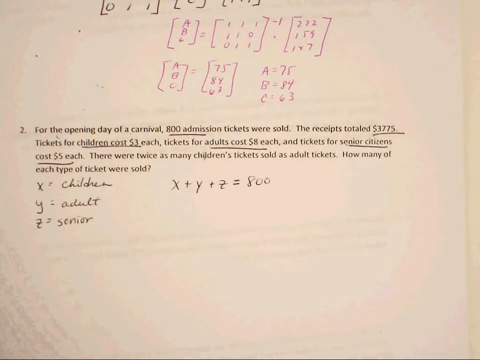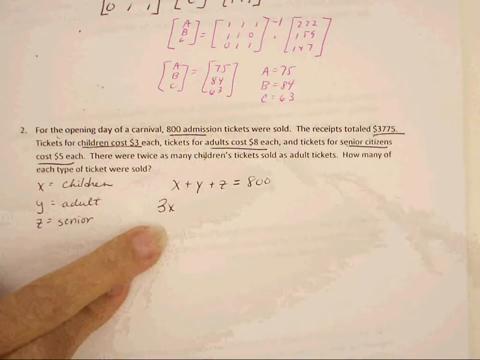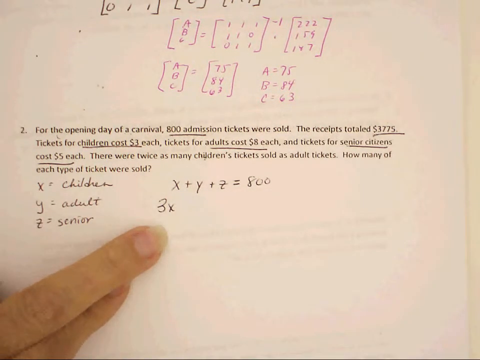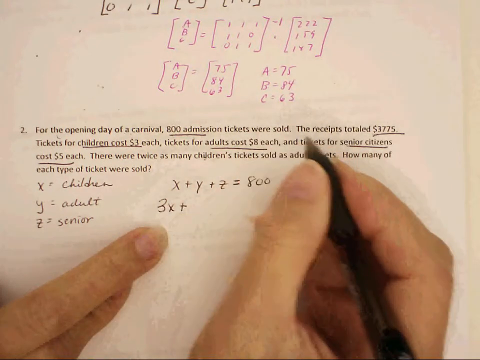How much, say 10 kids came to this, how much money did you make on kids? 30. So what you did in your head when I asked that question was 3 times the 10, correct? So then does it make sense that 3 times X would give you how many children's tickets no matter what?